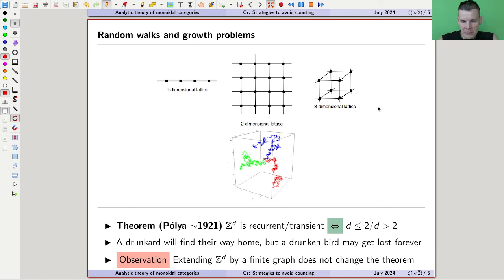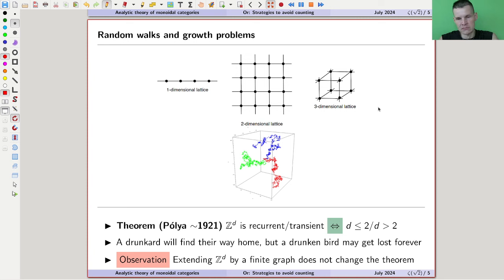This is a really cool theorem. It's not difficult to prove. Essentially, Polya analyzed the binomial distribution of the different paths you can take, and that's what comes out. It turns out there's a really clear cut between the low dimensional problem and the high dimensional problem. In low dimensions, you will always find home, and in high dimensions, you will always get lost.